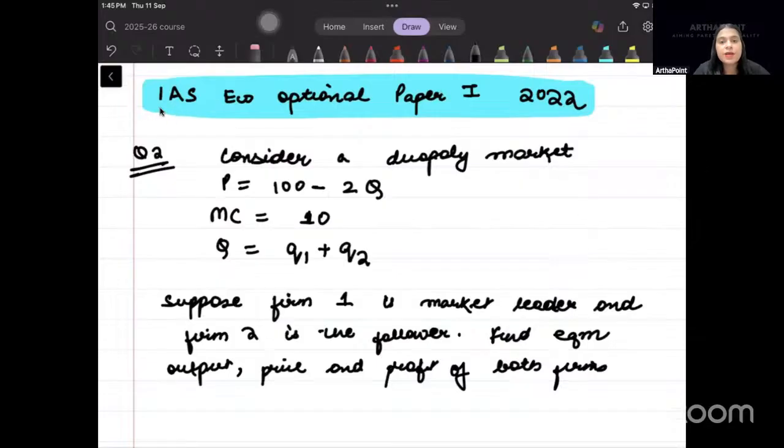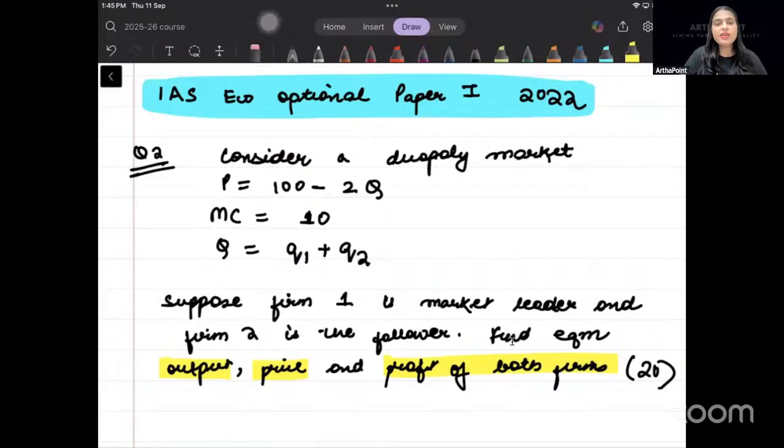Okay, the first thing to understand is that this is a Stackelberg model, because there is a follower and a leader. So we know it's a Stackelberg model. And the first part of the question is for 20 marks. That is why it is asking you to find output, price and profit of both firms. All three things have to be found. Because it's a 20 marks question, they are asking you to find all of these. Okay, so let us go ahead and begin.